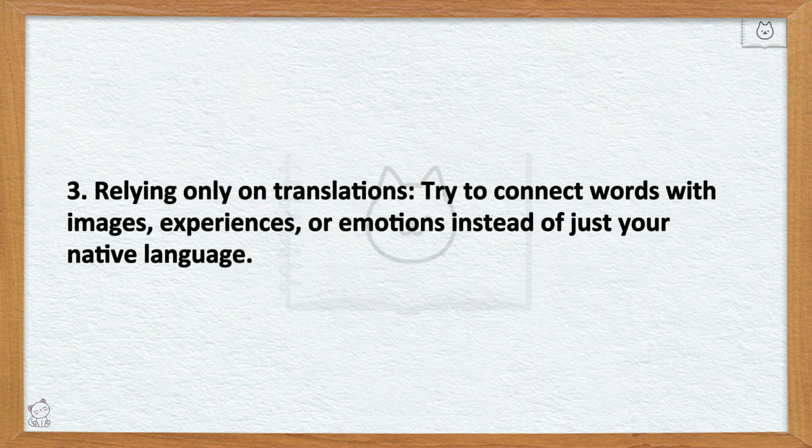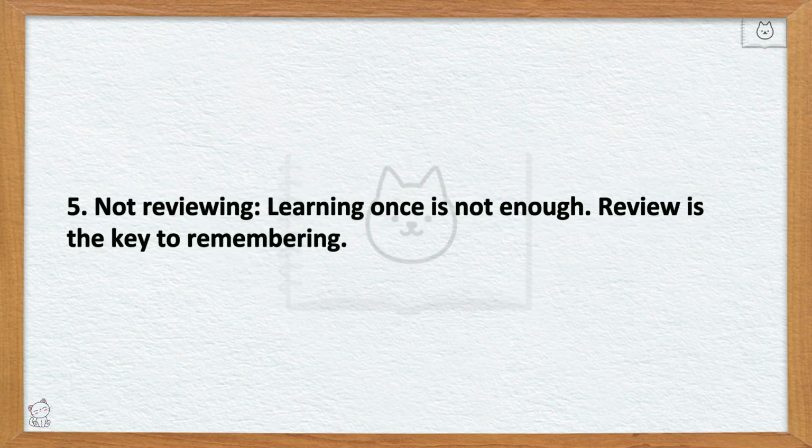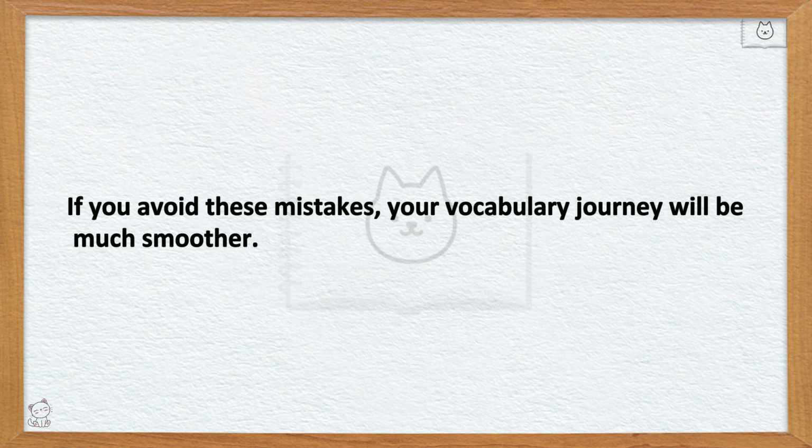3. Relying only on translations. Try to connect words with images, experiences, or emotions instead of just your native language. 4. Ignoring pronunciation. If you learn a word but don't know how to say it, it won't help in conversation. Always check pronunciation. 5. Not reviewing. Learning once is not enough. Review is the key to remembering. If you avoid these mistakes, your vocabulary journey will be much smoother.